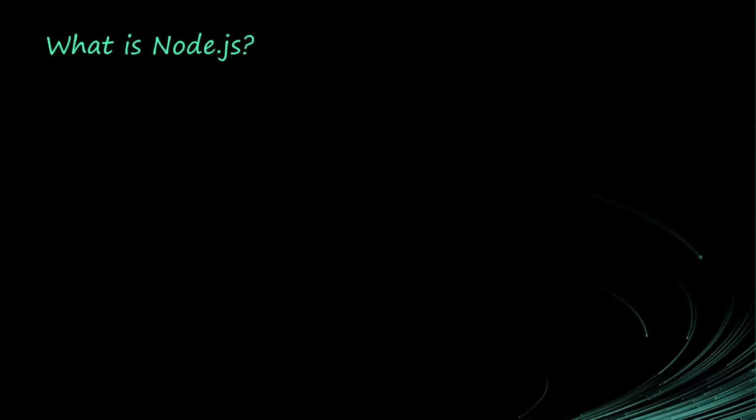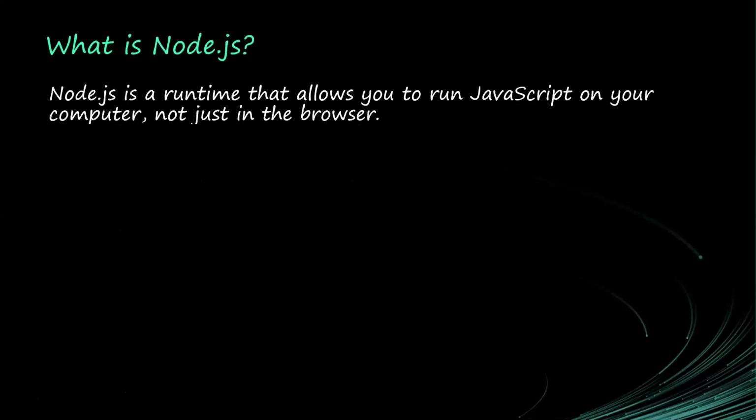So what is Node.js? Node.js is a runtime that allows you to run JavaScript on your computer, not just in the browser. Now, every programming language has its engine, its interpreter. When you write any code, whether it's Python, JavaScript, or Java, there is a program that needs to interpret it and convert it to machine language.